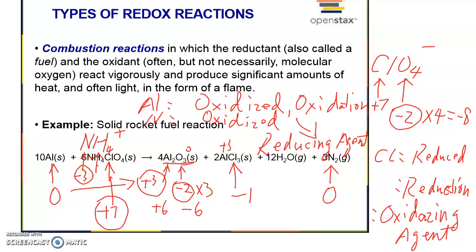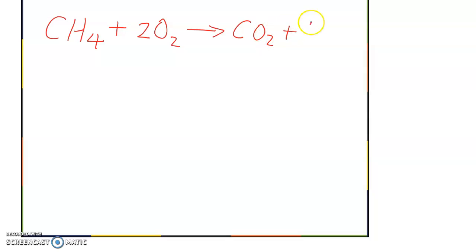Let's look at another example. And by the way, let's look at another combustion example. So combustion is for hydrocarbon. Combustion is a reaction with oxygen that produces carbon dioxide and water. For example, CH4, that is the methane gas that we use in our house. CH4 reacts with oxygen. This is going to give us carbon dioxide and water.